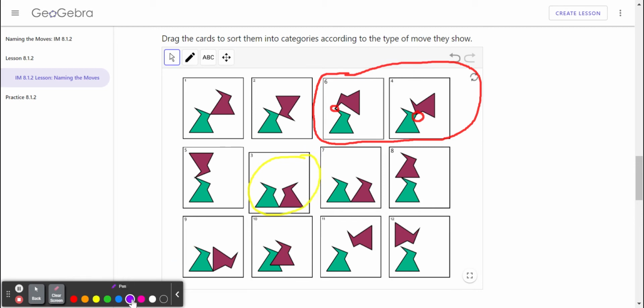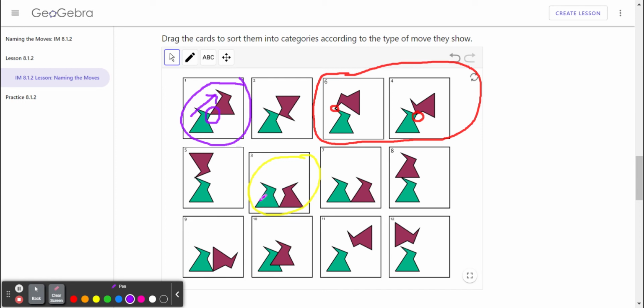And then we also have translations. Translations are just when we are sliding the figure. So notice that even though question 1 has this touching point, it's a little bit different than 6 and 4 because the green shape didn't spin around to make the red shape. It actually just slid in this direction. So 1 is a translation, it's just a sliding.